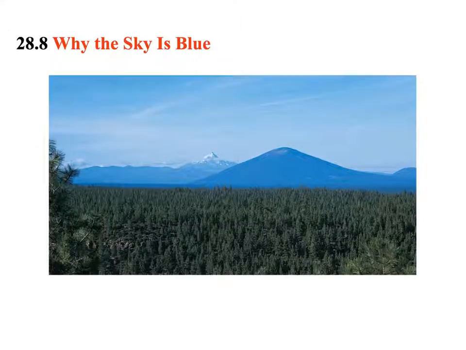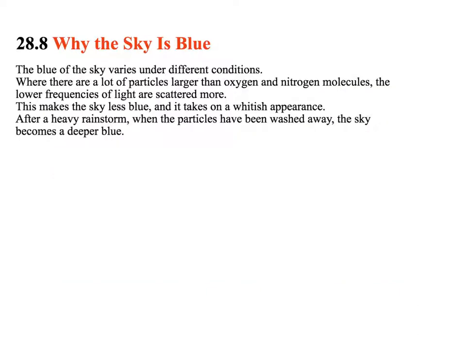Ta-da! See, violet light was scattered first, but our eyes can't see violet. Then blue is scattered, so that's why we see the sky being blue. The blue of the sky varies under different conditions. When there are a lot of particles larger than oxygen and nitrogen molecules, the lower frequencies of light are scattered more. This makes the sky look less blue, and it takes on a whitish appearance.